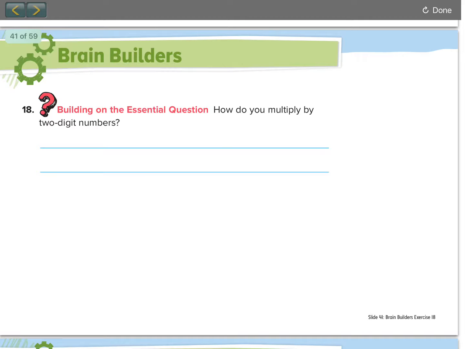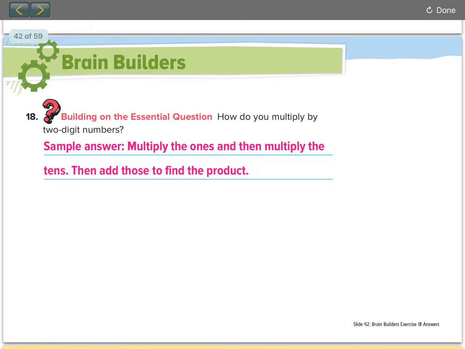How do you multiply by two-digit numbers? First you multiply the ones, then you multiply the tens, then you add to find the product.